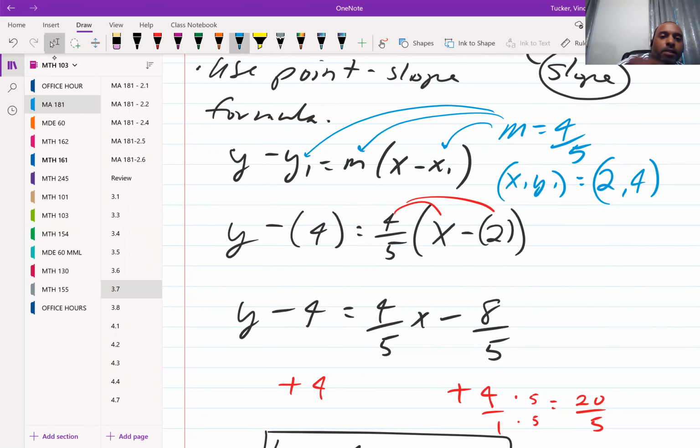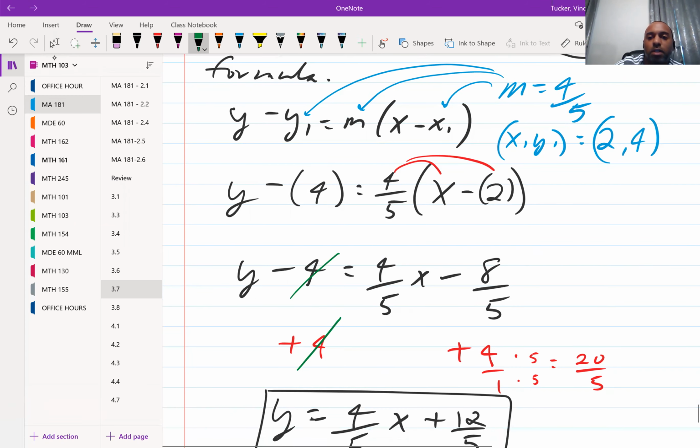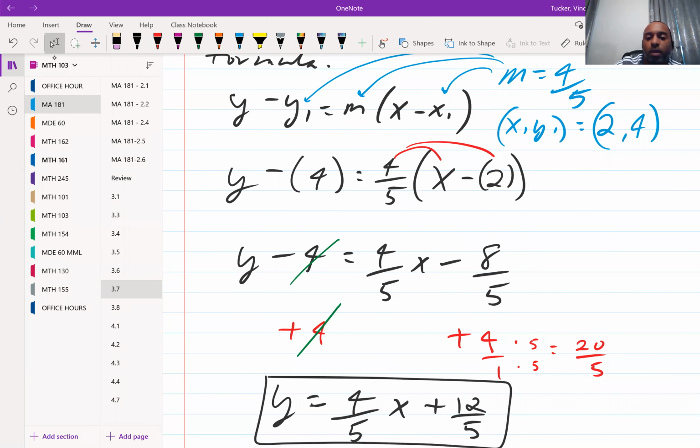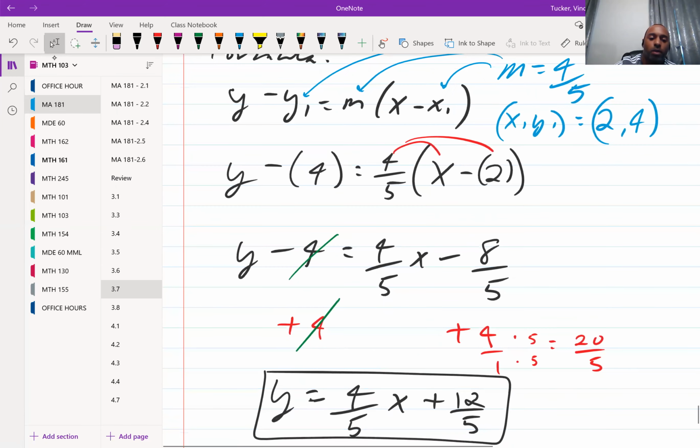Add 4 to both sides. So then we just have y on the left. And then 4 plus negative 8/5. In order to add or subtract fractions, you need a common denominator. So that 4 is 4/1. Multiply top and bottom by 5. So we have a denominator of 5. That's 20/5. Negative 8/5 plus 20/5 will be 12/5. And this is our equation. y equal to 4/5 x plus 12/5.